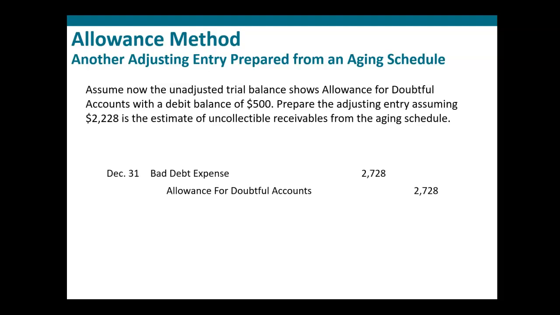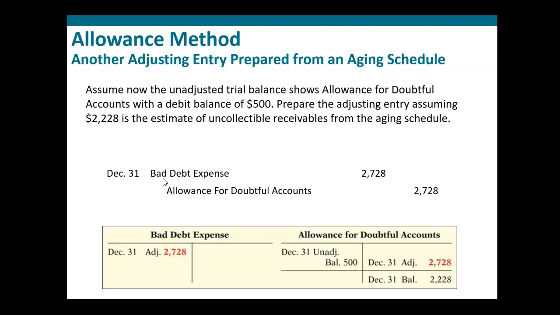$2,728 debit to bad debt expense, credit to allowance for doubtful accounts. Remember, bad debt expense is never touched except during the adjusting process. And this is what the T account looks like, or the ledger looks like. You have an unadjusted balance of $500 debit, and you want to end up with $2,228, and so your adjustment has to be $2,728 to make that happen.